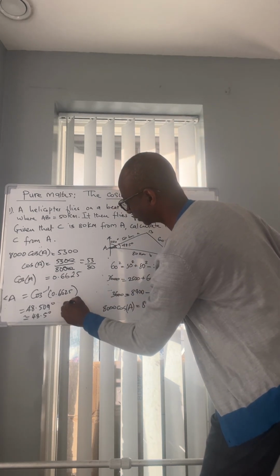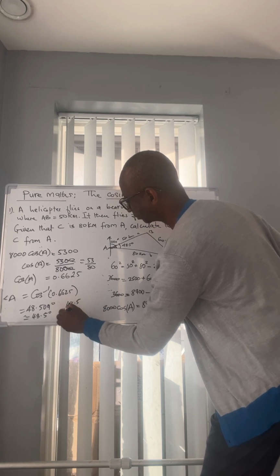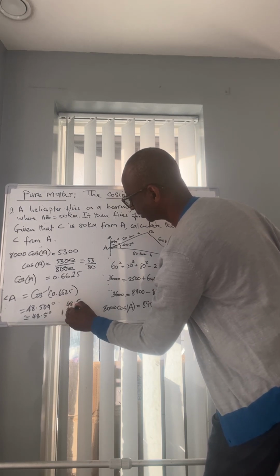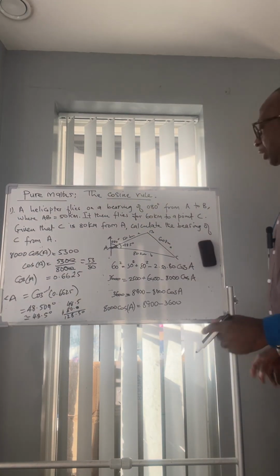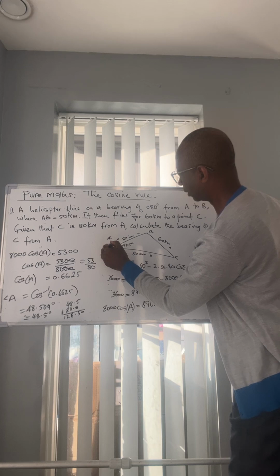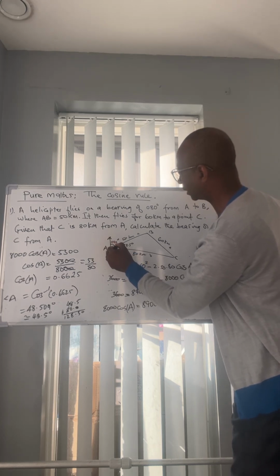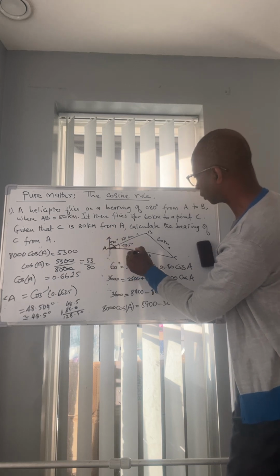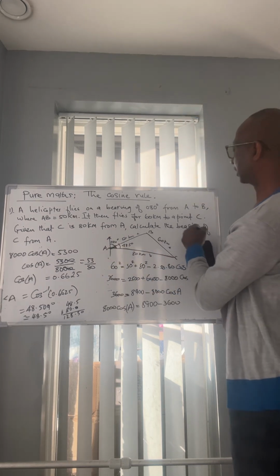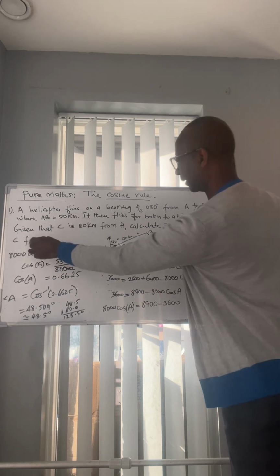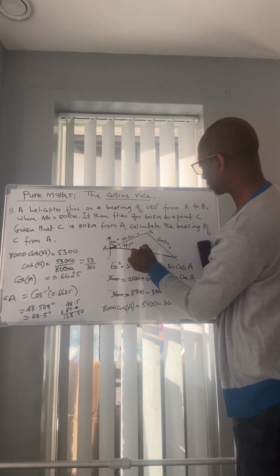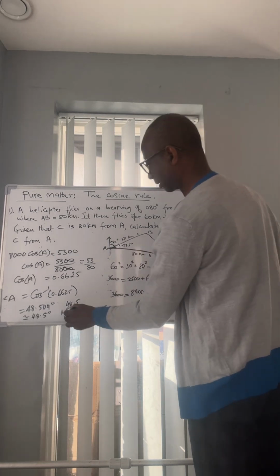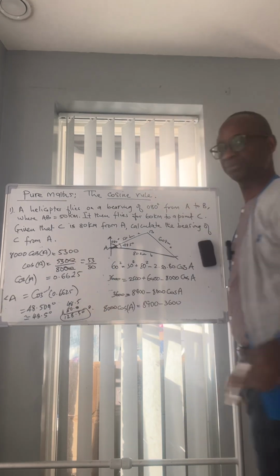So you have 48.5 degrees plus 80.0 degrees, which gives 128.5 degrees. So from the north up to this line, the line from A that goes to C, you are asked to calculate the bearing of C from A. So from A, from the north, it is 128.5 degrees to C. So this is your final answer, 128.5 degrees. I hope this helps.